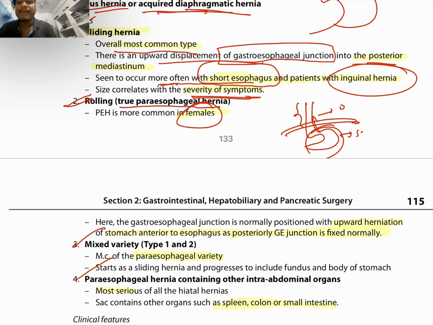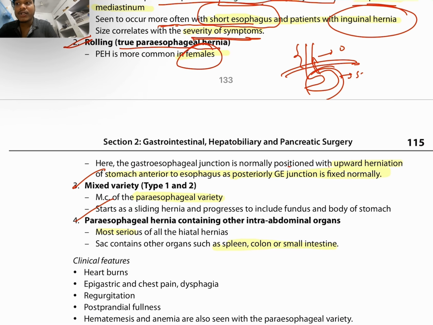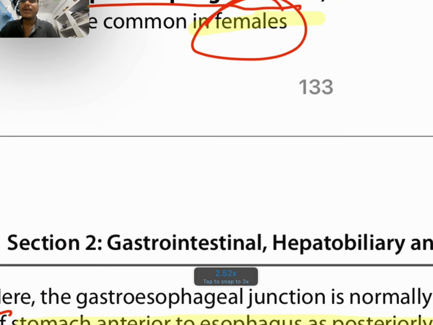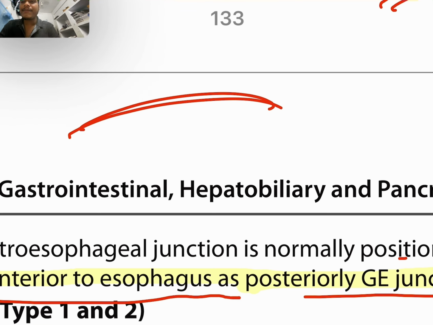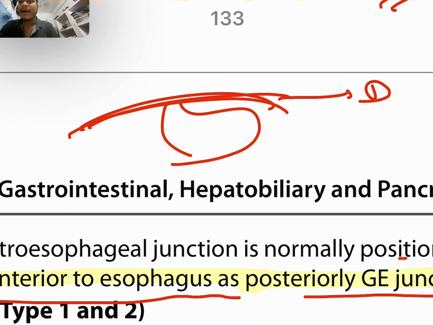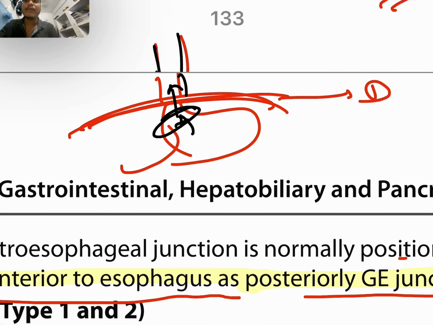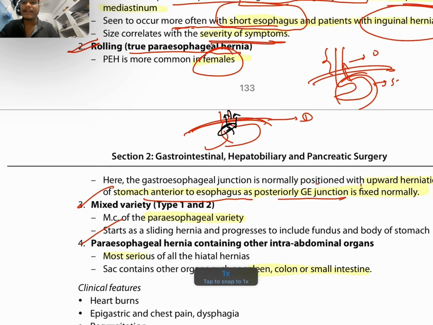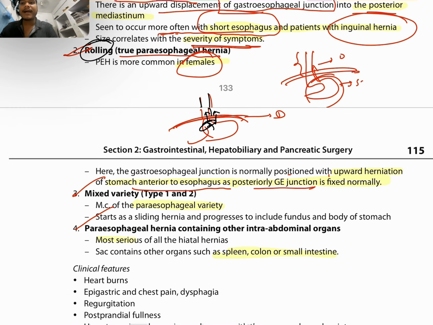This is more common in females, and here the gastroesophageal junction is normally positioned, with upward herniation of the stomach anterior to the esophagus, as the posterior gastroesophageal junction is fixed normally. So what will happen here? Let this part be the diaphragm, this is our stomach part, and this part is our esophagus. The anterior-most part of the stomach is pulled upward. The esophagus is not moving, just the stomach is pulled upward, and this is called a true paraesophageal hernia.